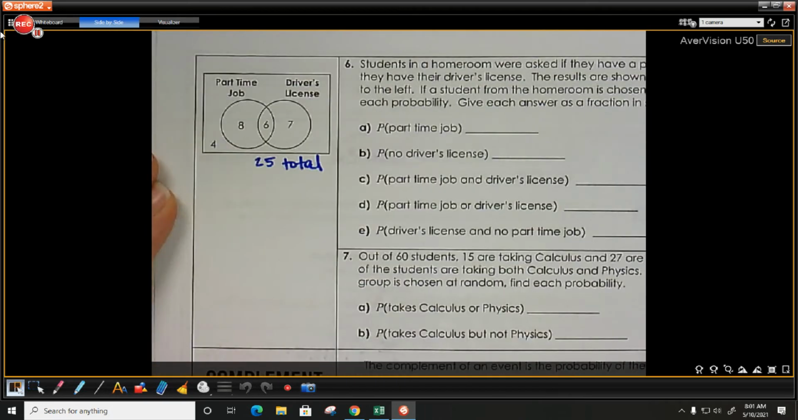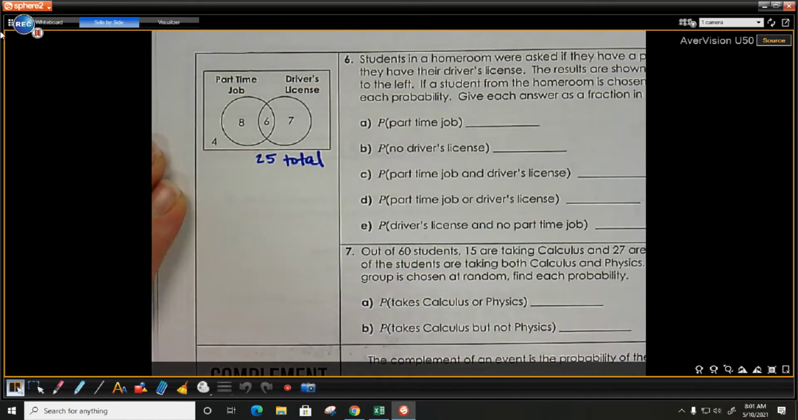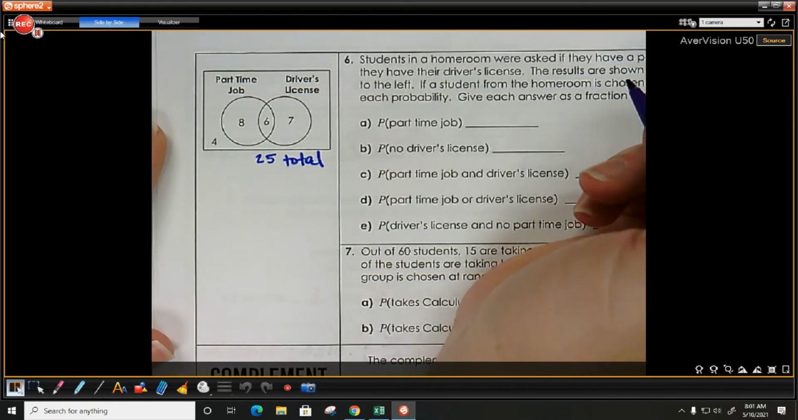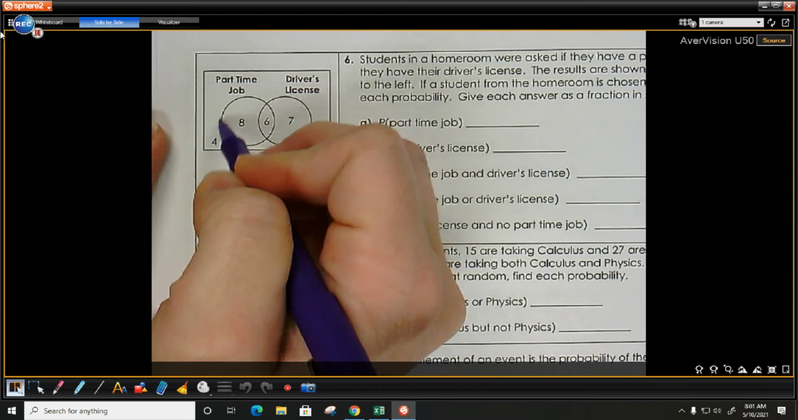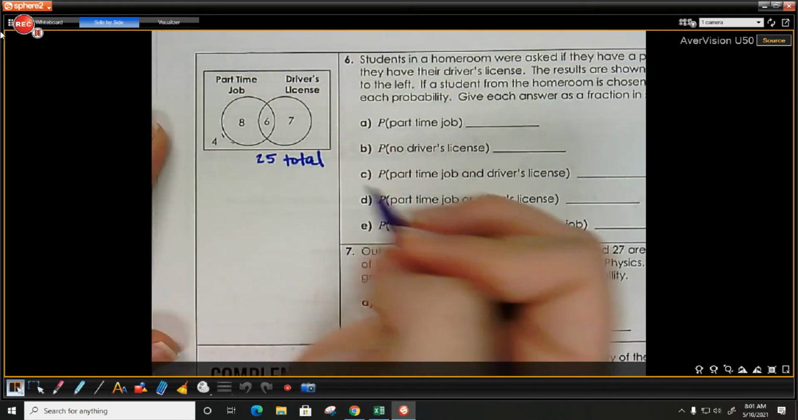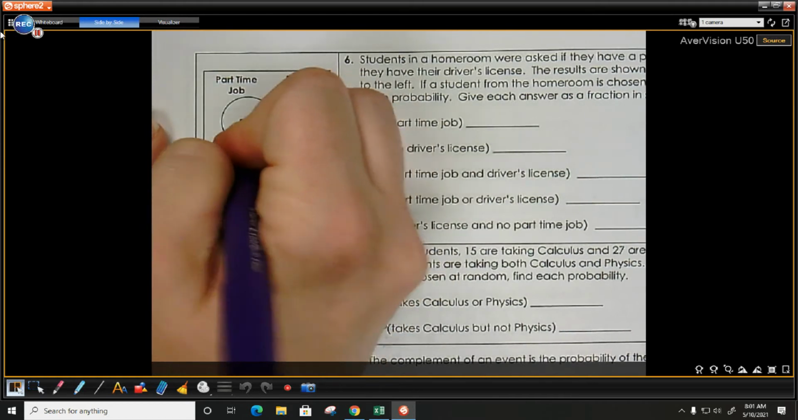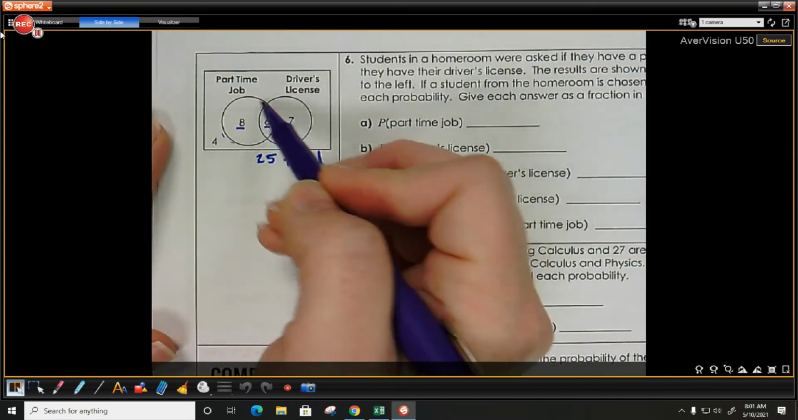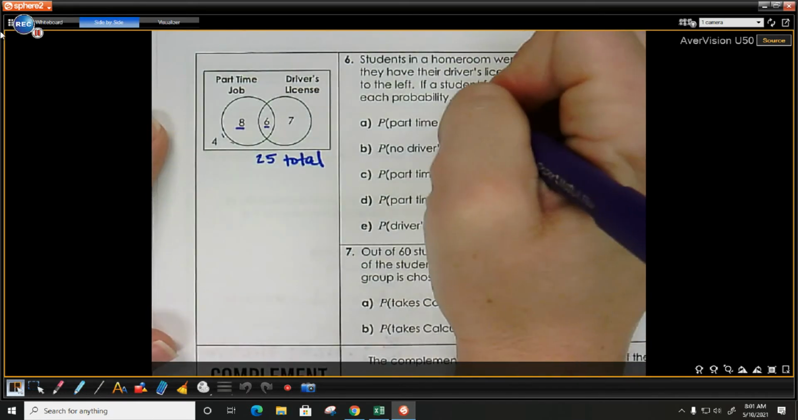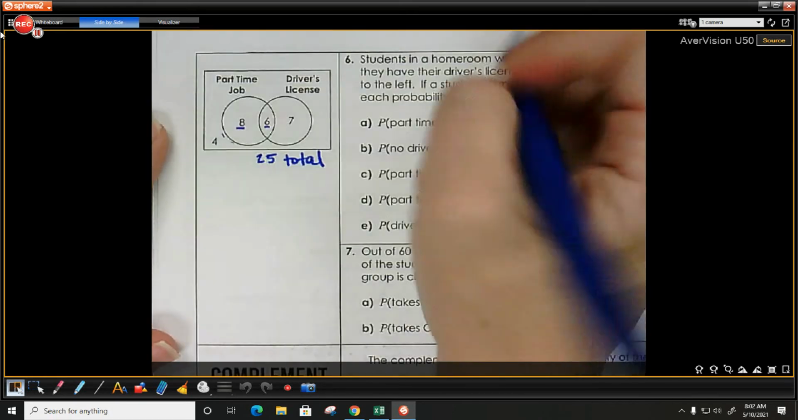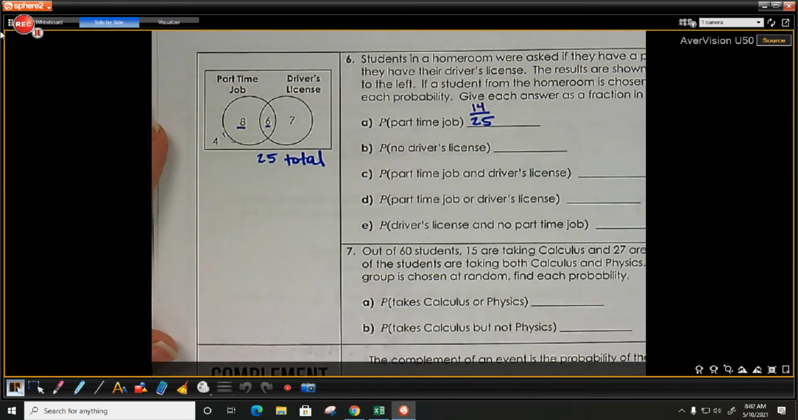So whenever I do my part-time job, I'm going to look at students that are in the part-time circle. How many students are in the part-time circle? 14. There's 8 here and there's 6 there. Those 6 are in the part-time circle. So how many total are in the part-time circle? 14. It's just those 6 are overlapping also in the driver's license circle. Does 14 over 25 simplify? Nope. Okay. Yes, always simplest form.